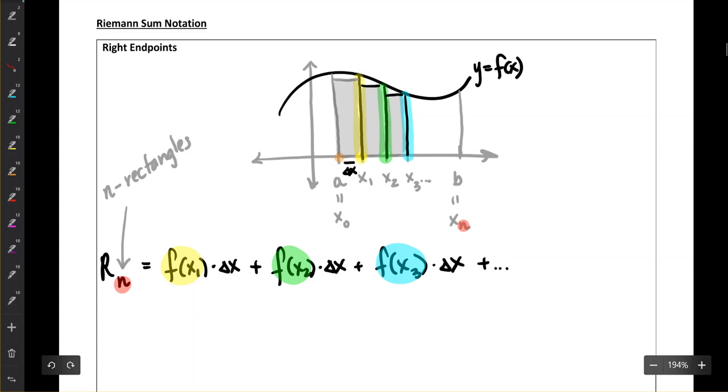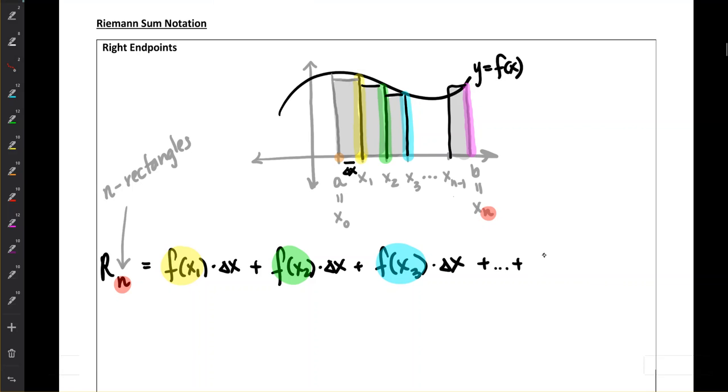And then finally at the end, for my nth rectangle, between x sub n minus 1 and x sub n, I'm going to choose x sub n. Right. So between those two, I'm going to choose b. I'm going to choose x sub n. And that's going to be the height of my very last rectangle, my nth rectangle. So plus dot, dot, dot, plus the last height is f of x sub n times a little change in x. That's my pink height written right there.